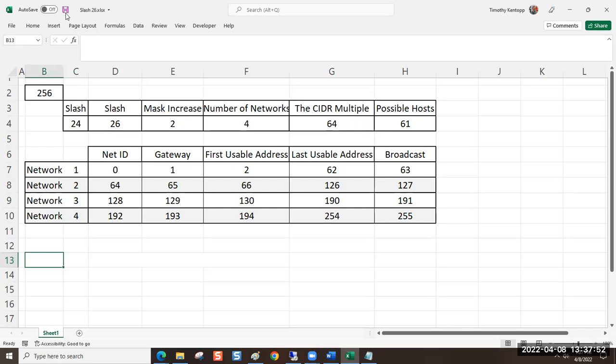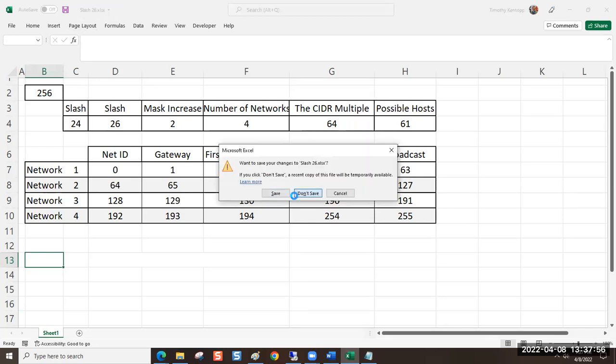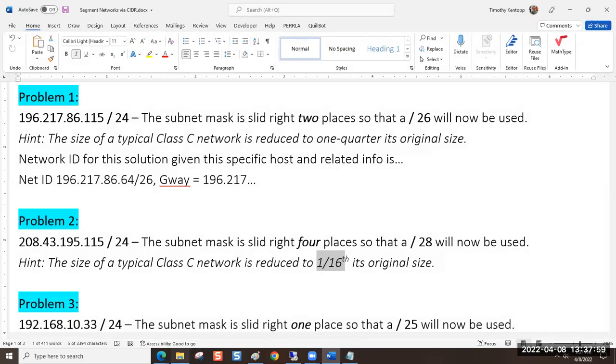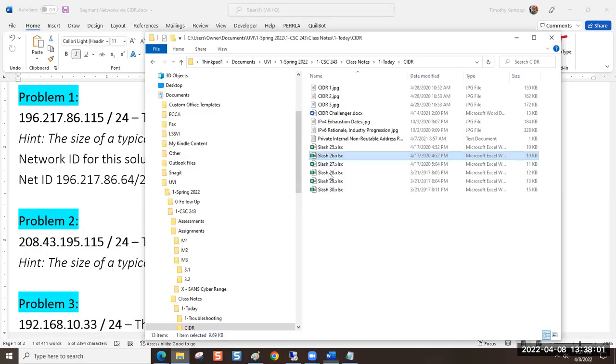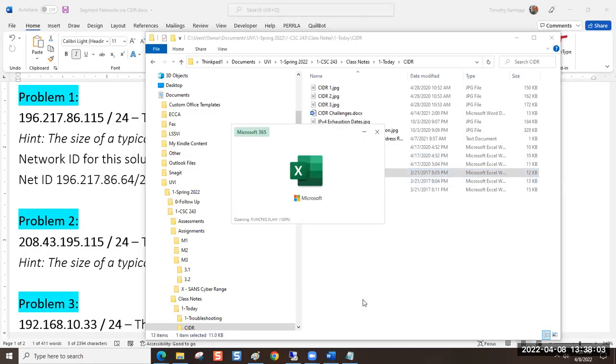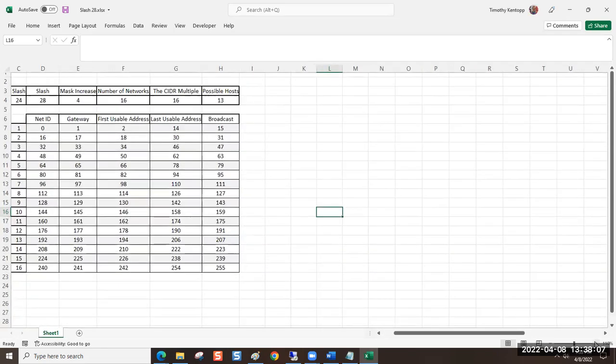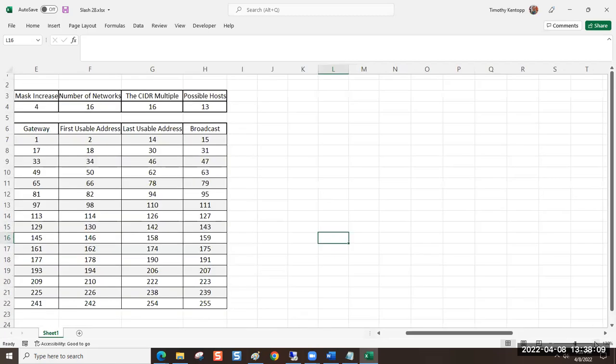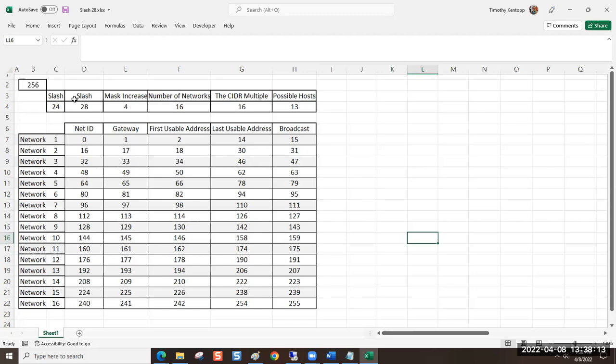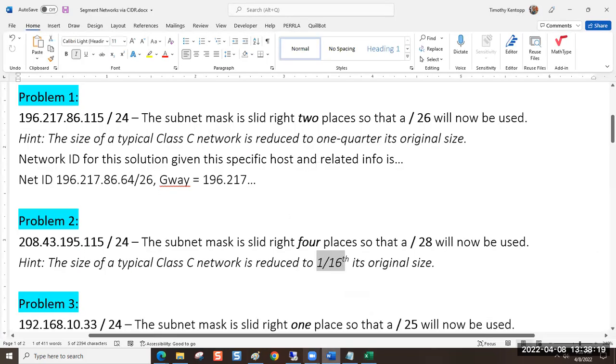Yeah. This template, the /26 template, doesn't do me any good. What I need instead is the /28 template. Oh my goodness. So instead of having 4 networks, now I have 16 networks, right? So everybody with me? Can everybody see the screen? Yes. Okay.